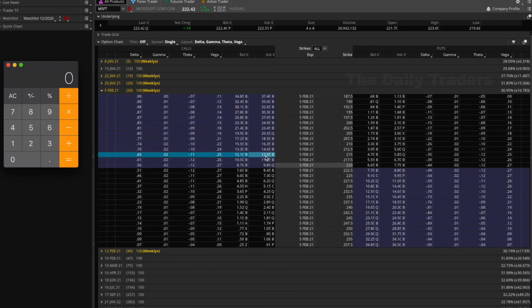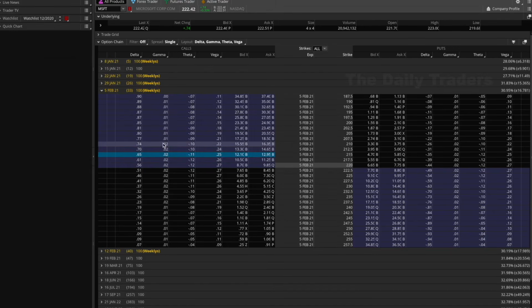So if the current price of the contract is $12.95, we're going to do $12.95. And if Microsoft moves up $1, we're going to add 0.65. All right, so $65 to the contract, 0.65. So $13.60. That's how much the contract is going to be worth if Microsoft moves up $1.